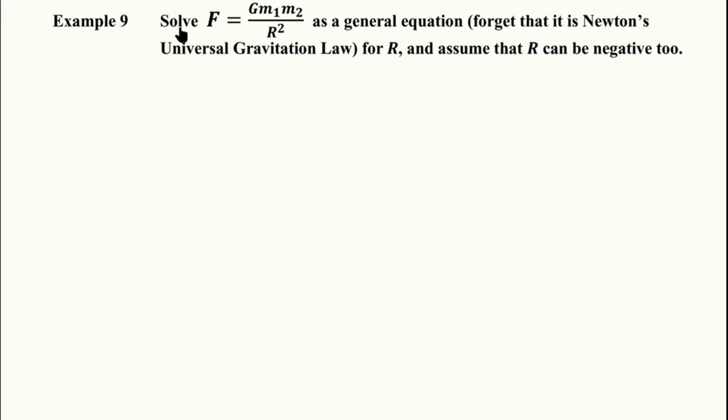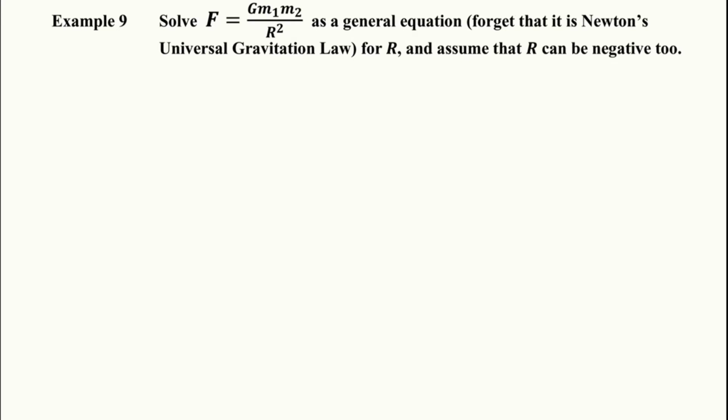All right, so this time we're asked to solve the same equation, Newton's universal law of gravitation, but we're asked to solve it as a general equation. In other words, we're asked to forget that it's Newton's law of universal gravitation. We're asked to solve it for r, and we're going to assume that r can be negative. R is actually the distance between the two objects, but we're not going to assume that. We're just solving this as purely a mathematical equation.